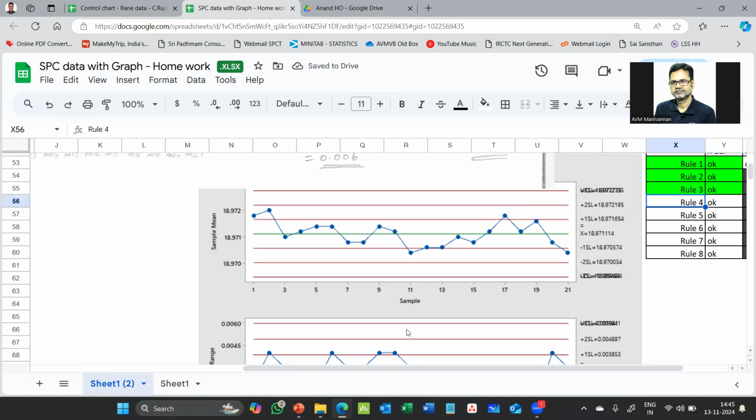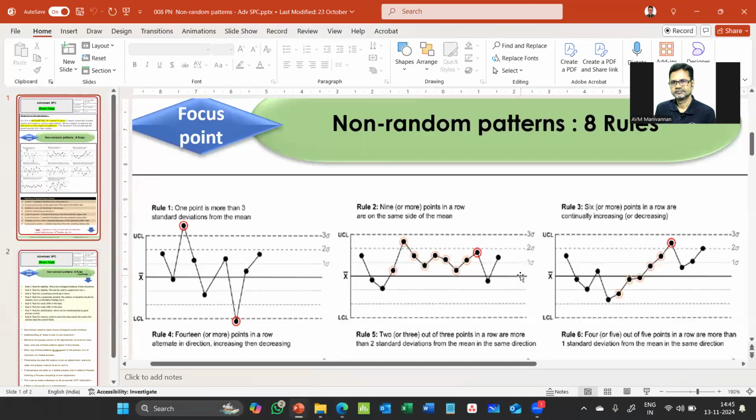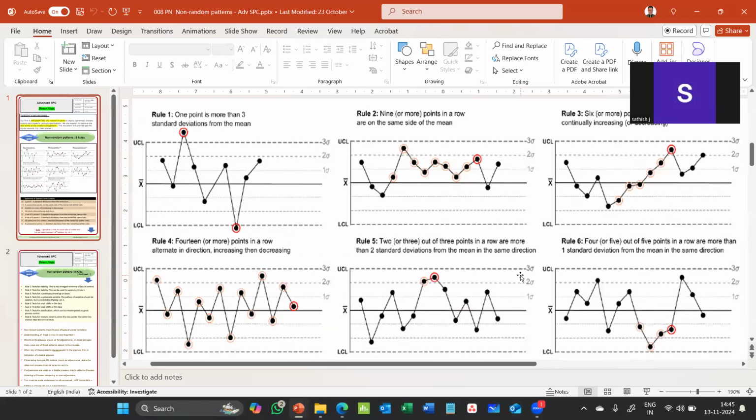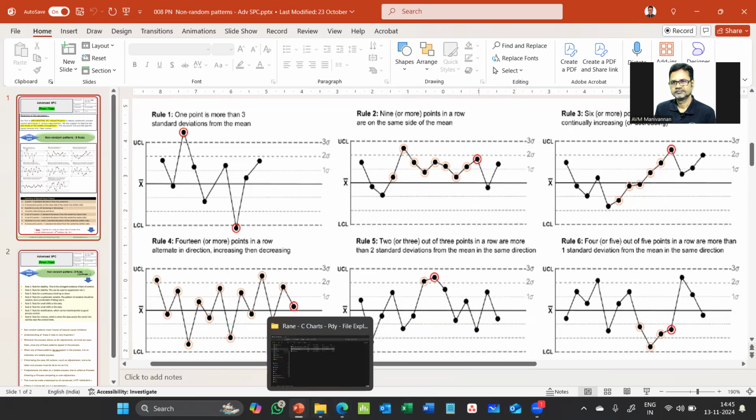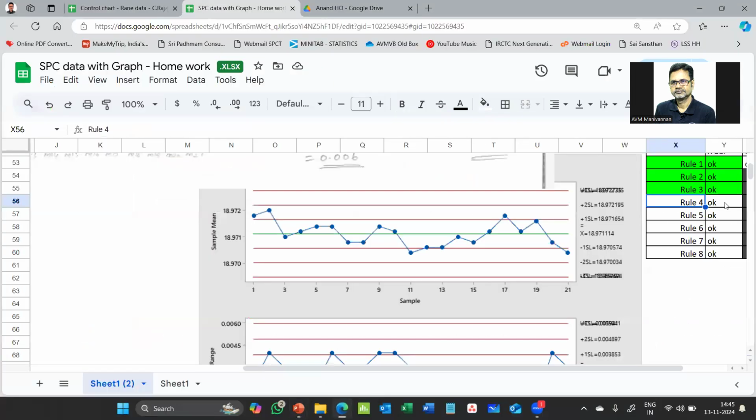What is rule 4, Raja? 14 points alternating up and down. This is also a non-random pattern. Special cause, simply. Okay. Now, rule 4 is also satisfactory. Clear or not clear?